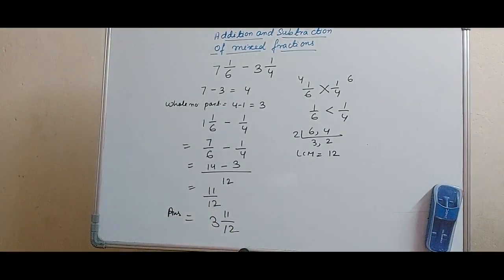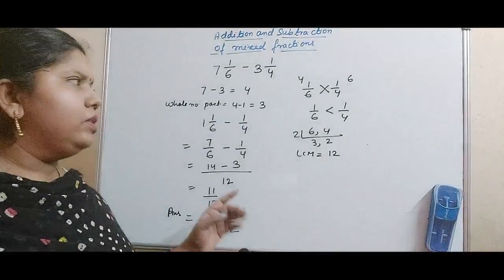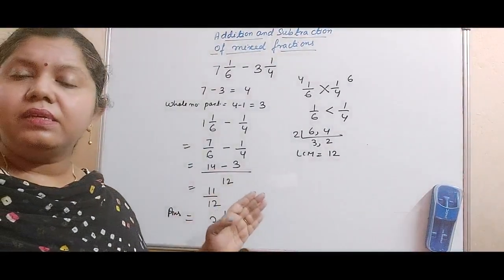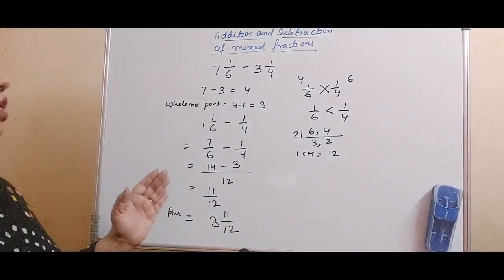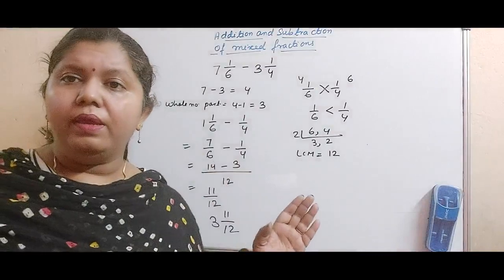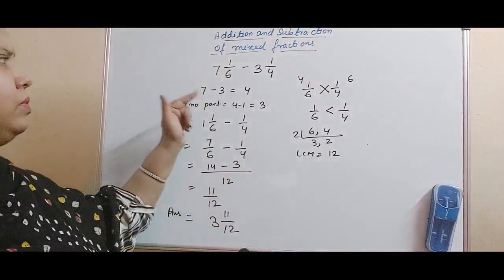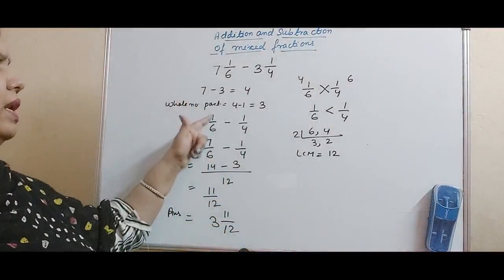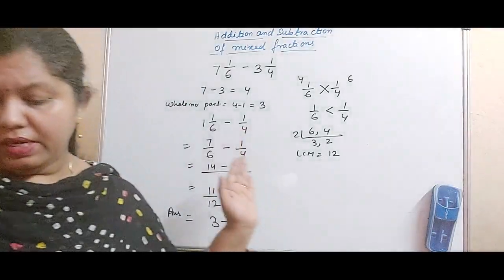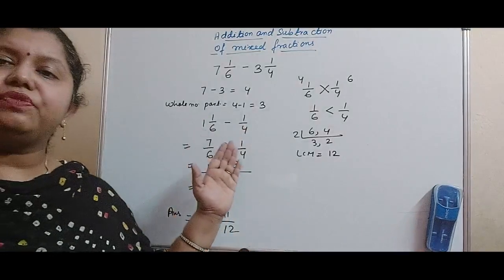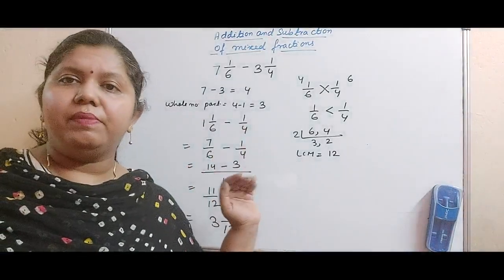I hope you all have understood how we are solving this kind of question. Now in your book, this method is written as subtraction of fractions with borrowing. As you know, the smaller fraction has borrowed 1 from the whole number part. So that is why the name is given: the subtraction of mixed fractions with borrowing. This is the method.